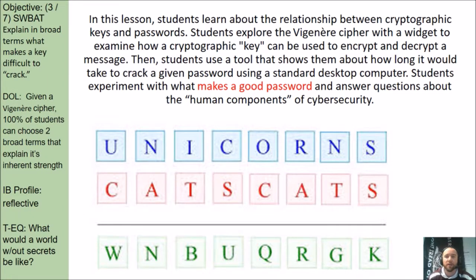Students explore the Vigenère Cipher with a widget to examine how a cryptographic key can be used to encrypt and decrypt a message. Then students use a tool that shows them about how long it would take to crack a given password using a standard desktop computer. Students experiment with what makes a good password and answer questions about the human components of cybersecurity.